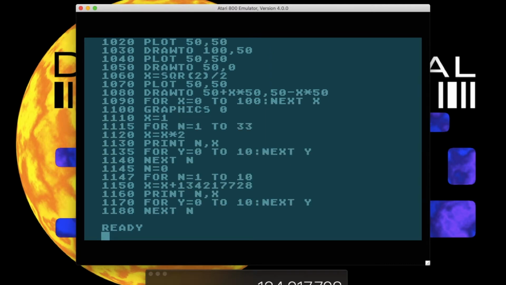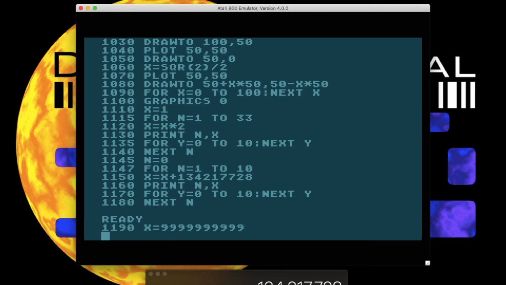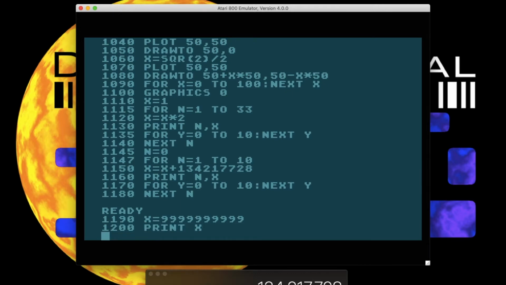So at 1190, we're going to go x equals 1, 2, 3, 4, 5, 6, 7, 8, 9, 10. And then 1200 print x. What?